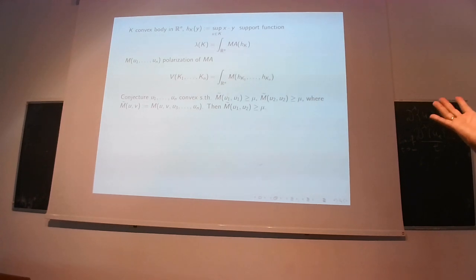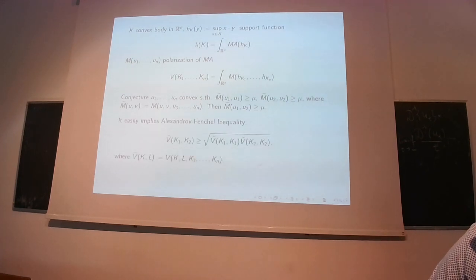But in fact, I realized that there is a generalization of Alexandrov-Fenchel for the Monge-Ampère operator. You have two bounds from below by some measure of u, plus the polarization also has this bound. And the Alexandrov-Fenchel follows immediately from this conjecture. So that I think is open in full generality. And in fact, Alexandrov-Fenchel is equivalent to this for the point mass.